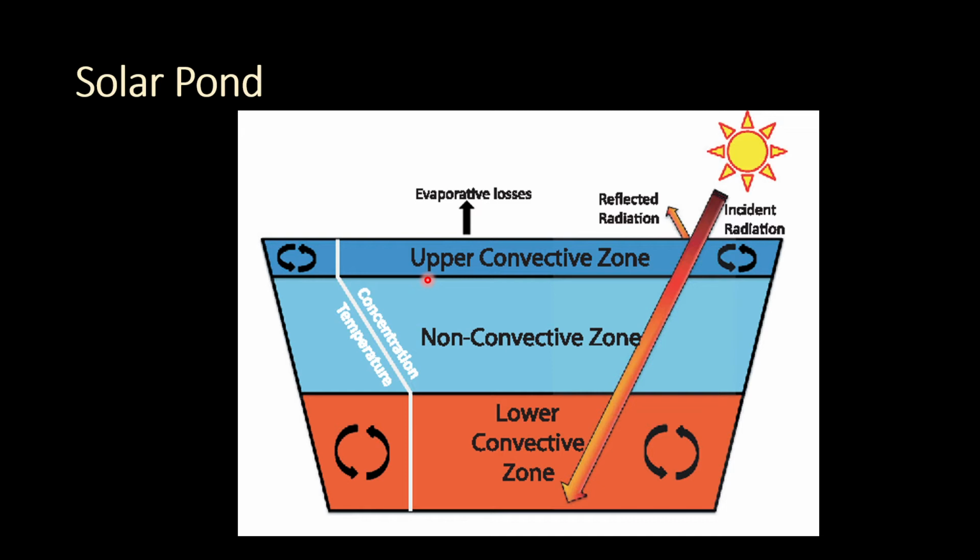Theoretically we speak of three zones, but practically we cannot distinguish between them. There is an upper convective zone, a non-convective zone in the middle, and a lower convective zone at the bottom. When the pond is dug out, the bottom layer is lined with absorber material, and the water in the pond is salt water, especially salt of magnesium or sodium, and the salt concentration increases as we move down.